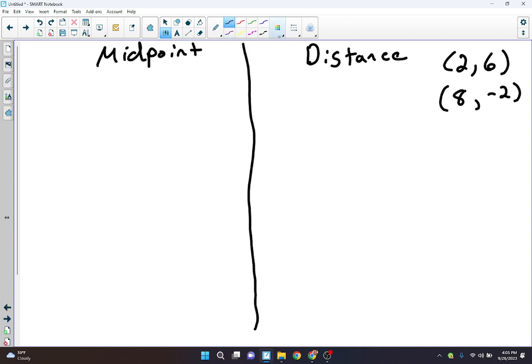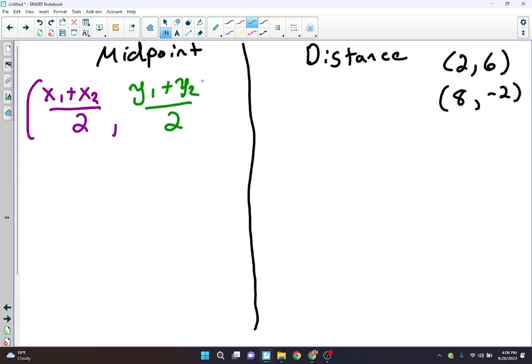To find the midpoint, the formula, I am not giving you the formula on the test. The x value is x1 plus x2 divided by 2, the average of the two x values. And the y value is y1 plus y2 over 2, the average of the y values. You have a calculator on the test unless otherwise stated.